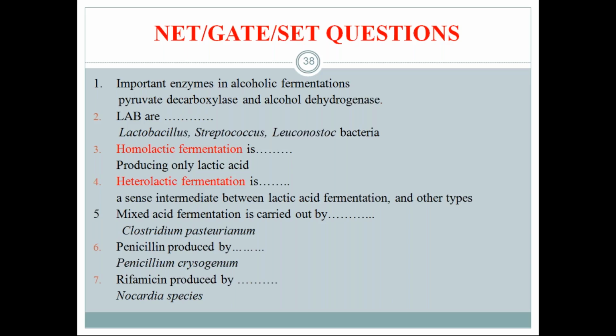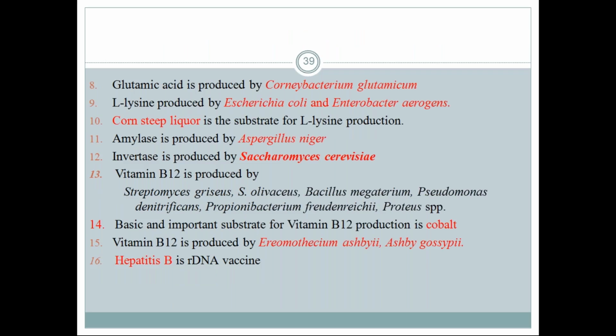Penicillin is produced by Penicillium chrysogenum. Rifamycin is produced by Nocardia species. Now glutamic acid is produced by Corynebacterium glutamicum. L-lysine is produced by Escherichia coli and Enterobacter aerogenes. Corn steep liquor is the substrate for L-lysine production. Amylase is produced by Aspergillus niger. Invertase is produced by Saccharomyces cerevisiae.